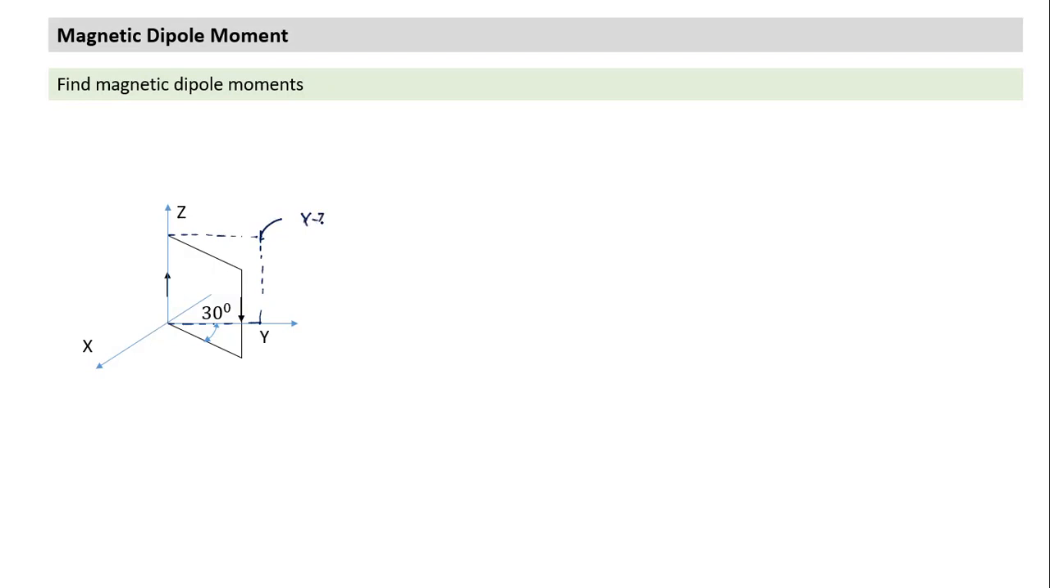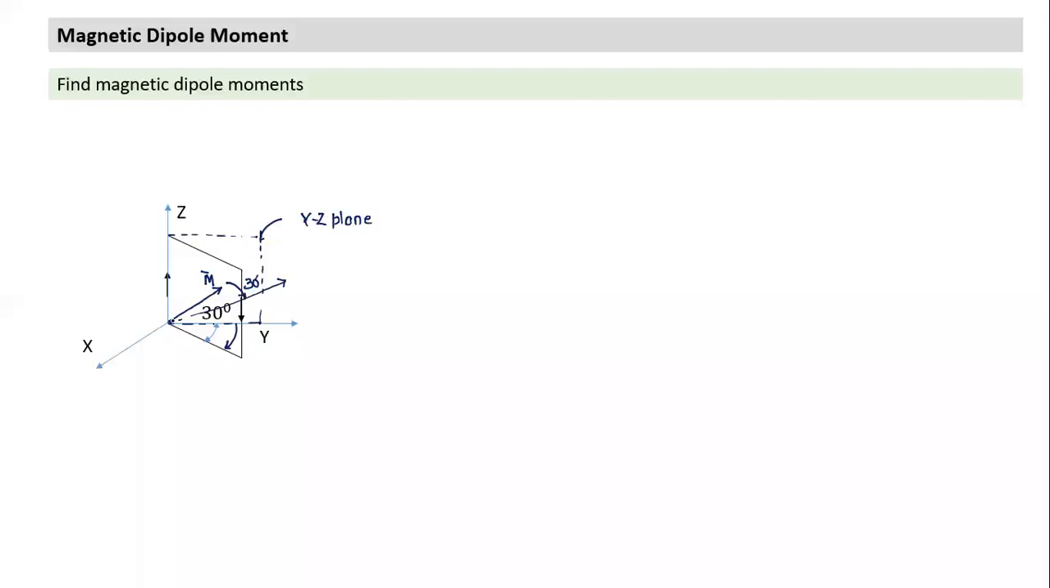YZ plane. So can you mark, when it is in the YZ plane, which direction the magnetic dipole moment will be? Using the right hand thumb rule, it will be in this direction. That's the direction of M when it was like this. Now this plane has been rotated in this direction by 30 degrees. So the dipole moment, the normal to the plane, will also get rotated by an angle of 30 degrees.